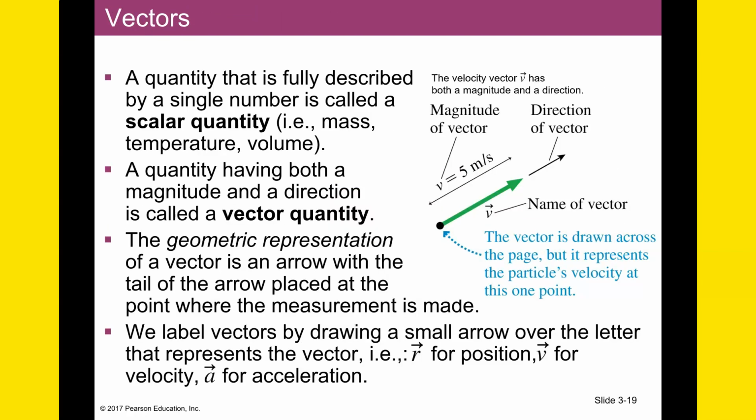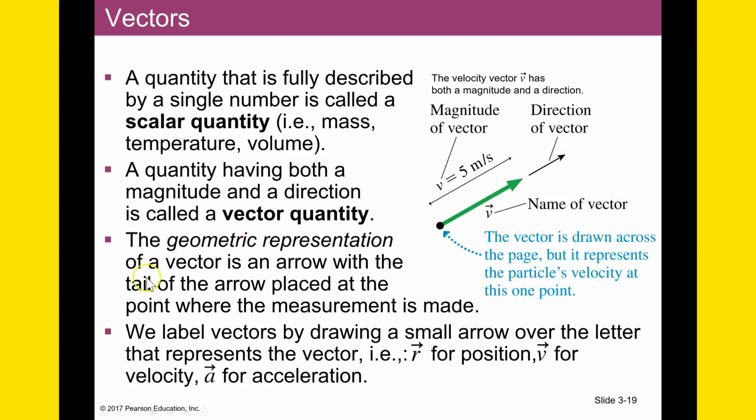So remember that vectors are contrasted with scalars. Scalars are things that you can fully describe with one single number, like mass, temperature, volume. But a vector has to have more than just a number to describe it. A lot of times a vector is described with two numbers or more. So a quantity having both a magnitude and a direction, that's what a vector is.